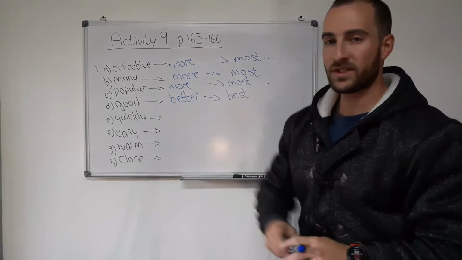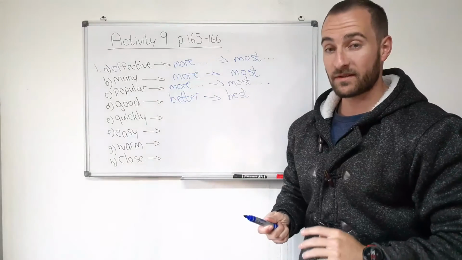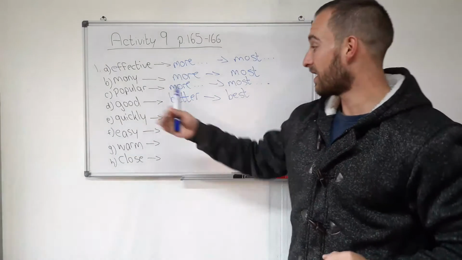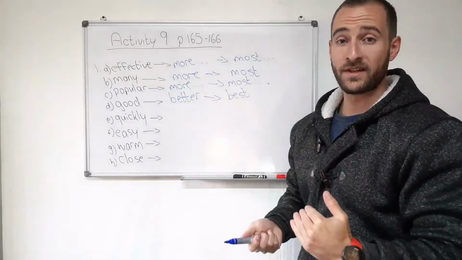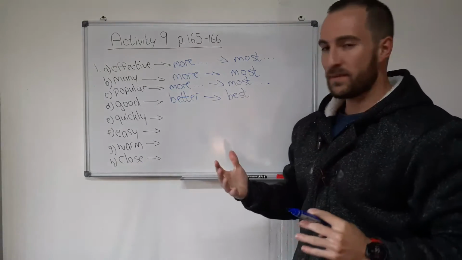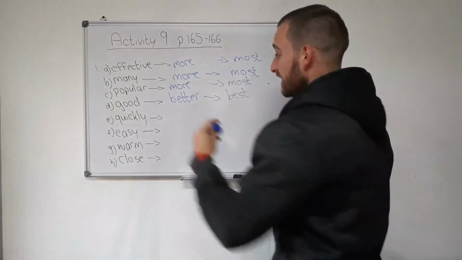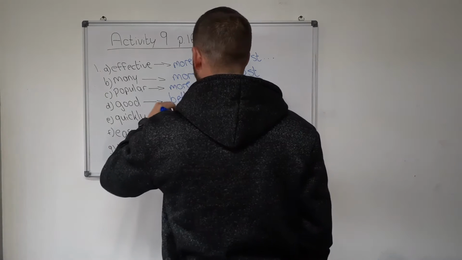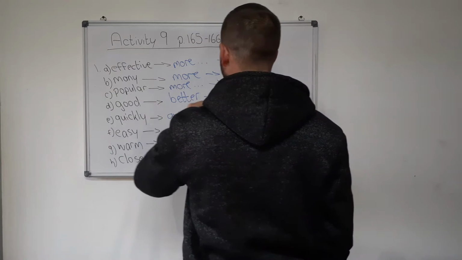Now, we get to quickly, which is quite an interesting one. It can take 2 routes to become, or to move up in the degrees. Probably the one that people use more often is quicker and quickest.